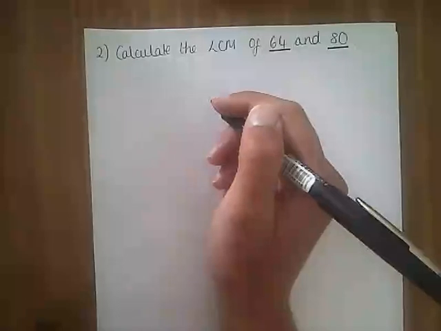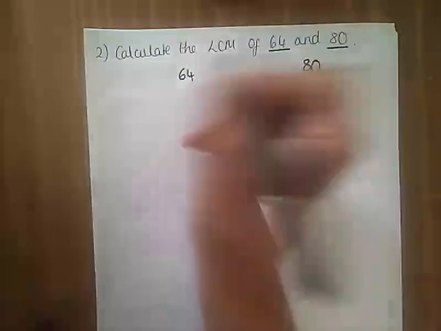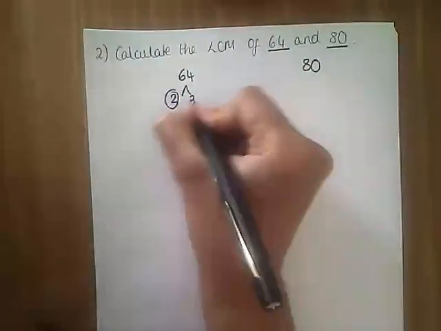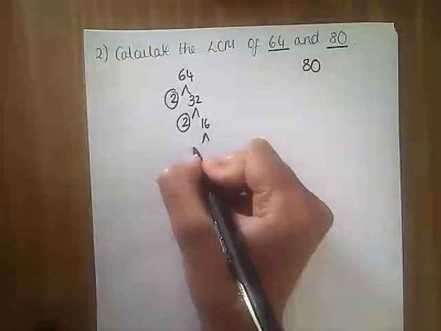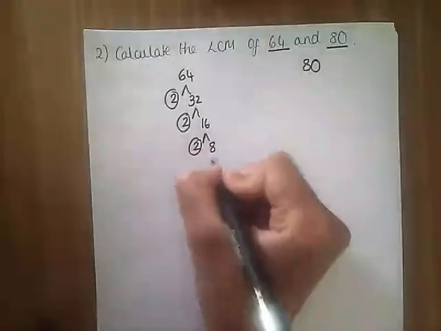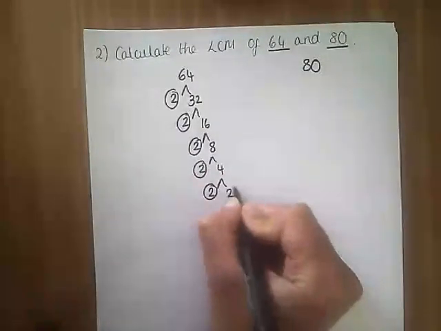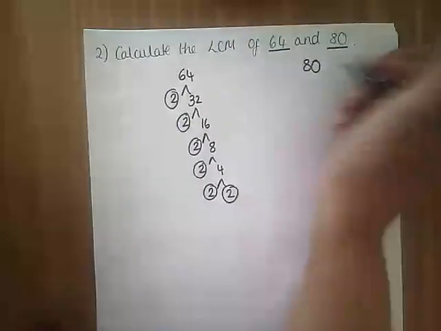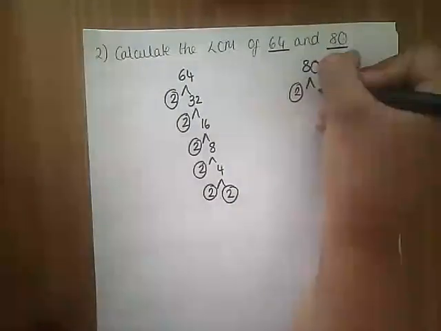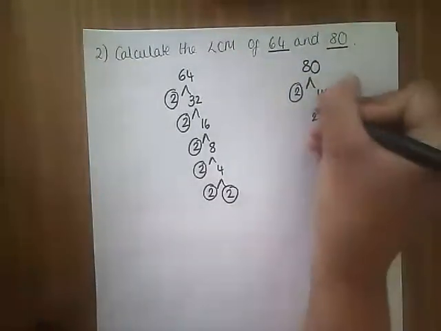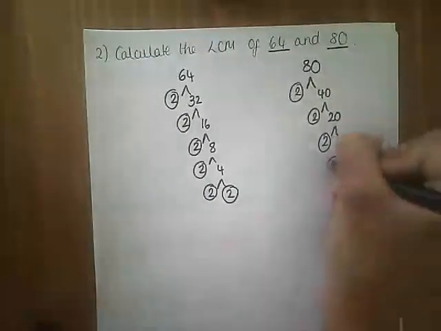We're going to do a factor tree on 64 and a factor tree on 80. For 64, 2 goes in 32 times, 2 and 16, 2 and 8, 2 and 4, and 2 and 2. That's your factor tree on 64. We are then going to do a factor tree on 80. So we've got 2 and 40, 2 and 20, 2 and 10, 2 and 5.